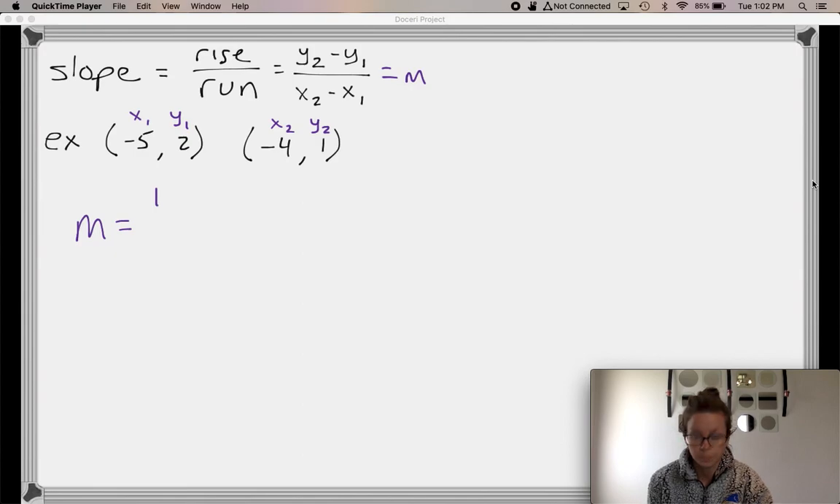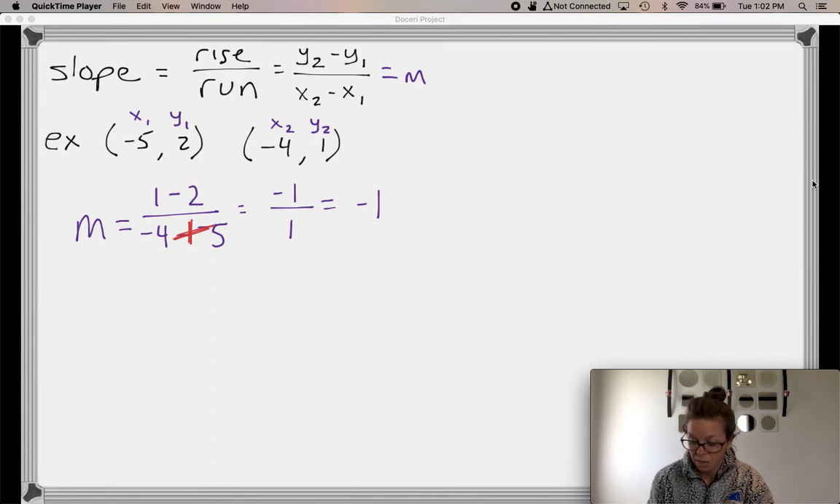Now I'm going to apply that slope formula. y2 is 1 minus y1 is 2, over x2 is -4 minus x1 is -5. And this is a caution, be careful of the double negative. On top, 1 minus 2 makes -1. On the bottom, minus a -5, we're really going to be adding here. So -4 plus 5, I get +1. And then we can clean up that fraction and say it's just equal to -1. So the slope of that line would be -1.